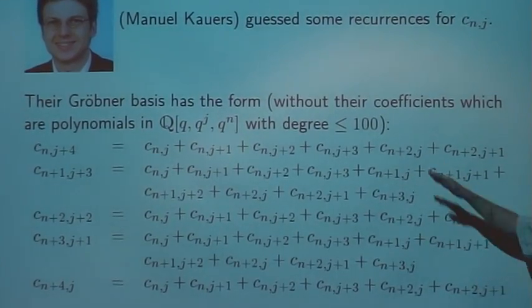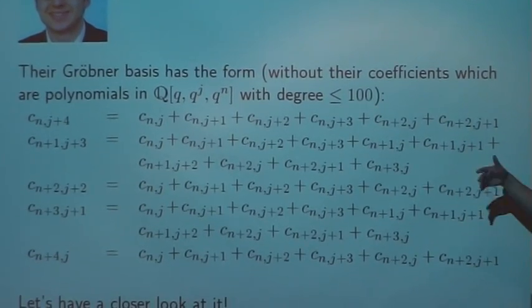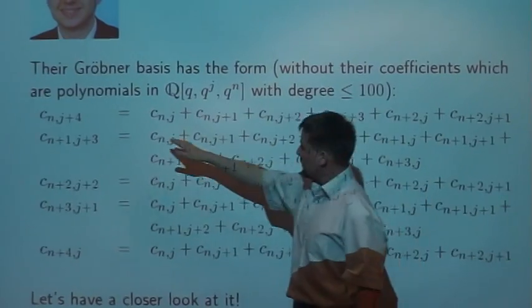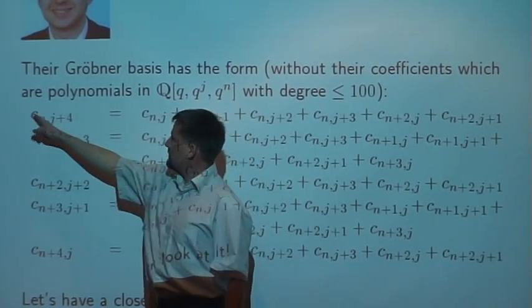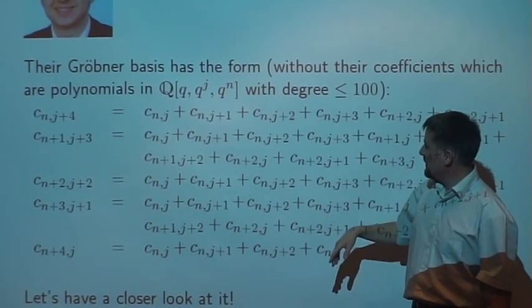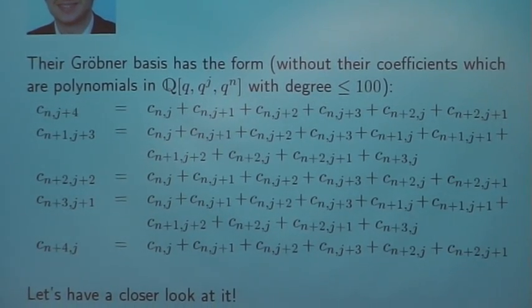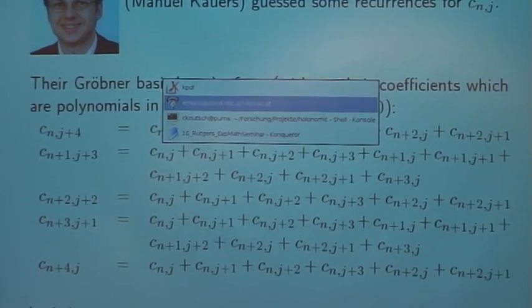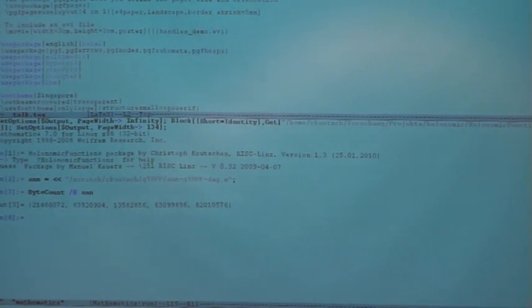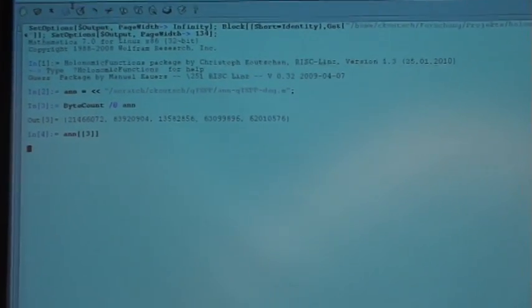So here I sketched these recurrences, but to make them fit onto the screen, I left away all the coefficients. So for each term you have to imagine that there's a coefficient which is a polynomial in n and j, or in the q case in q to the j, q to the n, and q. So if we want to look at these recurrences in full, I have loaded it here into my program, and I show you the smallest of those. Okay, here it is.